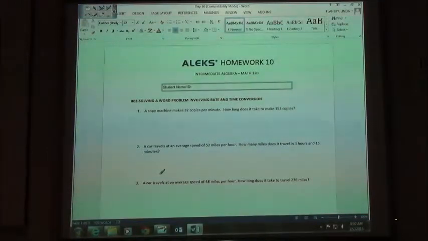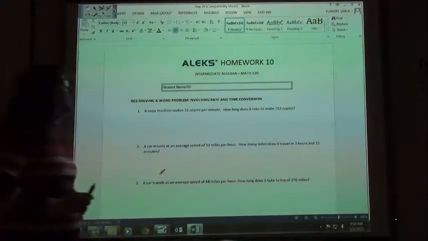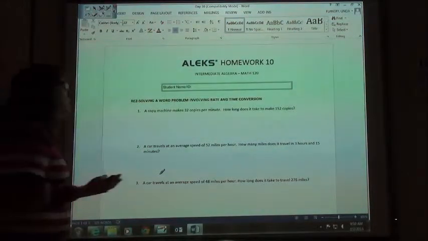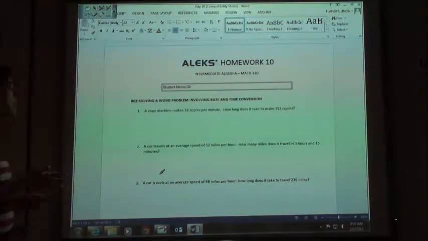So homework day 10 says a copy machine makes 32 copies per minute. How long does it take to make 152 copies? Now on these ones, you either end up multiplying or dividing, but sometimes people have a hard time trying to figure out, should I multiply or should I divide to solve it? So one thing you can do if you are having trouble trying to decide if I should multiply or divide is set up a proportion.